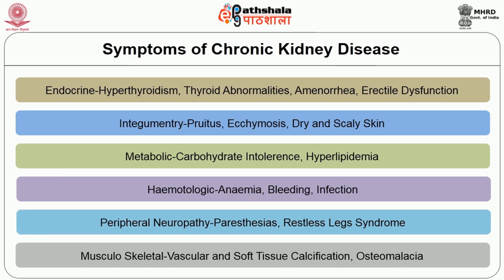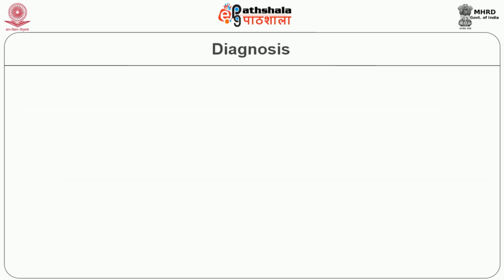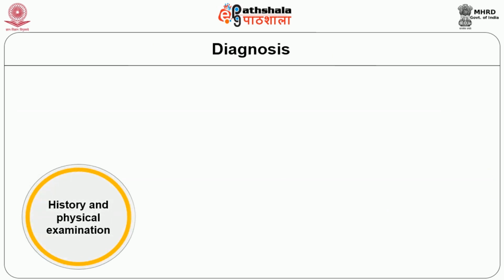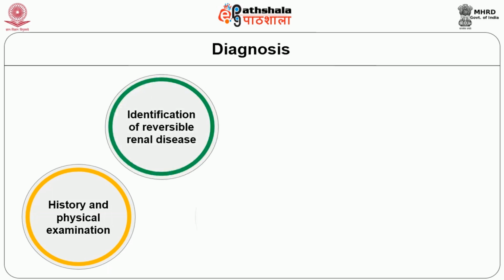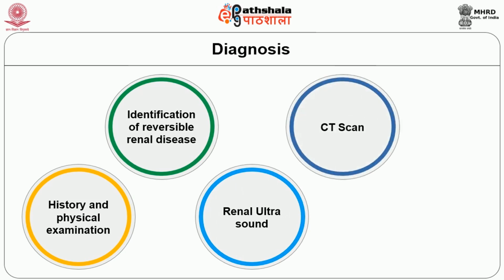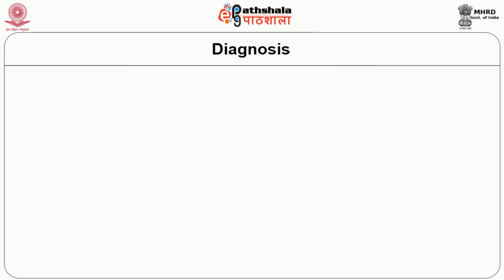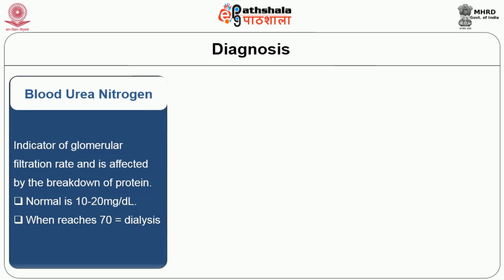There is a chance of musculoskeletal, vascular and soft tissue calcification and osteomalacia. And the diagnosis involves the following: history and physical examination, identification of reversible renal disease, renal ultrasound, CT scan and renal biopsy. Blood urea nitrogen is an indicator of glomerular filtration rate and is affected by the breakdown of protein. Normal is 10 to 20 milligram per dl. When it reaches 70, dialysis must be done.